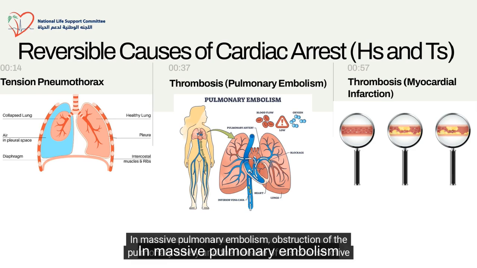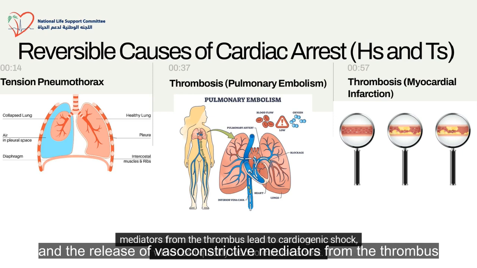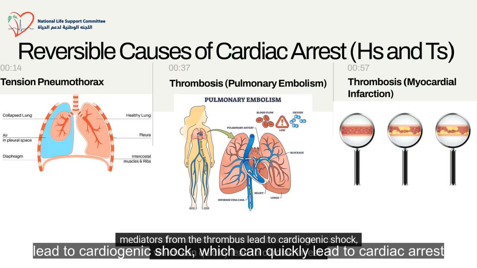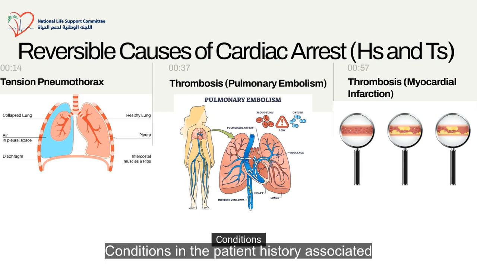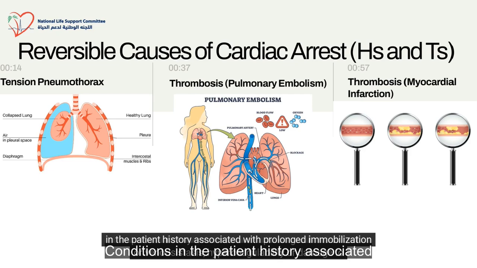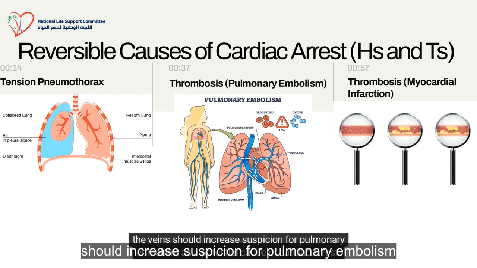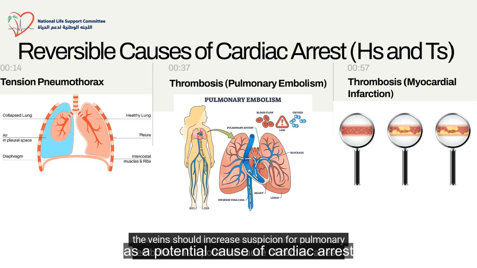In massive pulmonary embolism, obstruction of the pulmonary artery and the release of vasoconstrictive mediators from the thrombus lead to cardiogenic shock, which can quickly lead to cardiac arrest. Conditions in the patient history associated with prolonged immobilization or venous stasis, hypercoagulability, or damage to the veins should increase suspicion for pulmonary embolism as a potential cause of cardiac arrest.